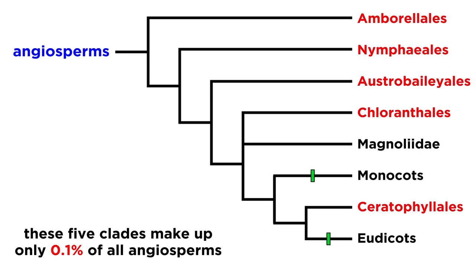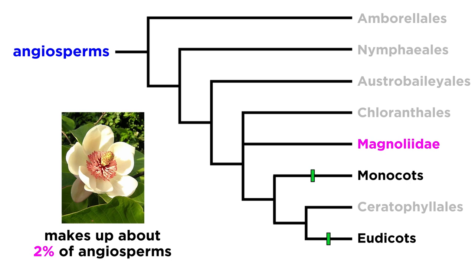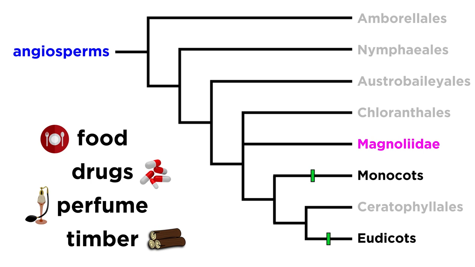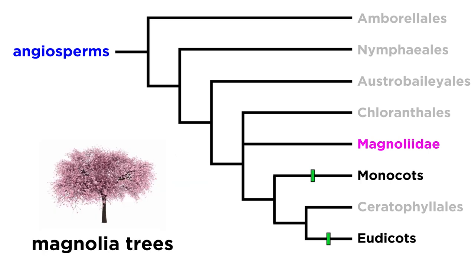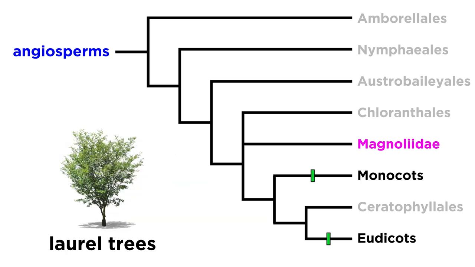However, the five clades I've just mentioned, though evolutionarily distinct, account for only about 0.1% of known angiosperms. The clade Magnoliidae makes up another 2% of all known flowering plants. This group of plants includes species that are economically important for food, drugs, perfume, and timber. They include some more widely cultivated tropical species like the avocado, black pepper, cinnamon, and soursop. They also include the ornamental magnolia trees, the laurels, and others.